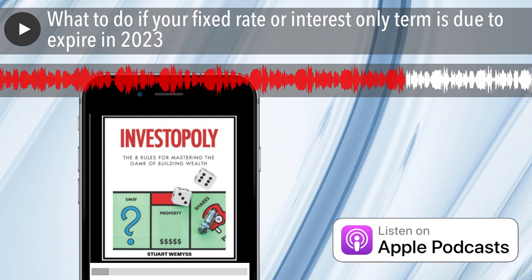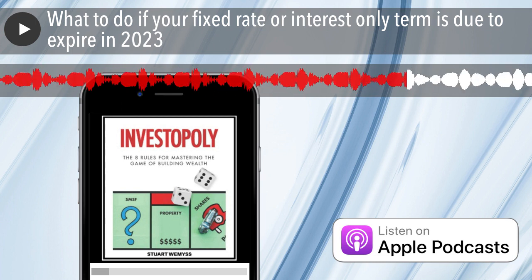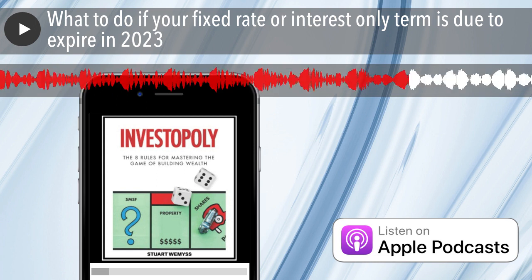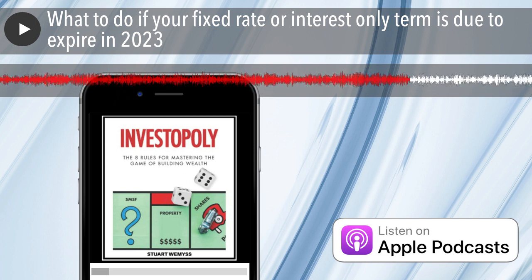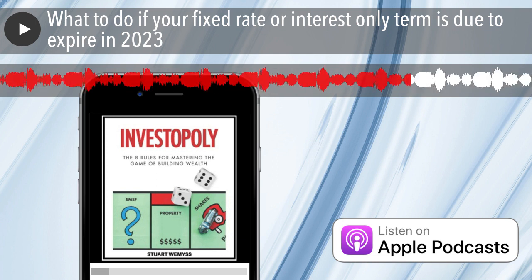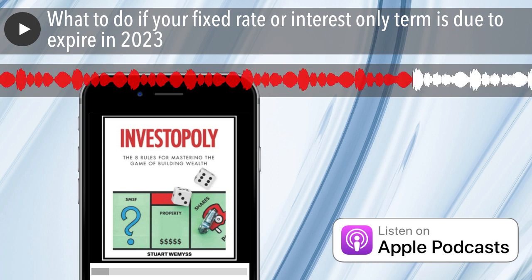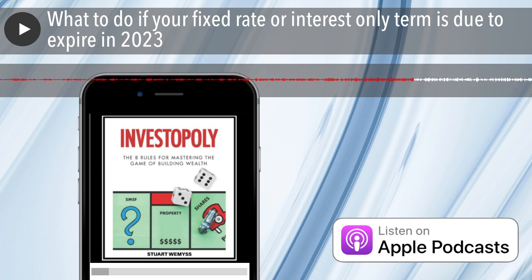Okay, so there's a few steps involved in navigating or dealing with these changes. The first one is you need to research your options, of course. So if your fixed rate is expiring, you want to make sure that the variable rate that your loan's going to roll to is going to be competitive.